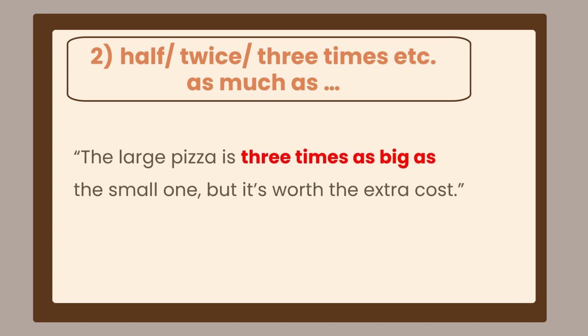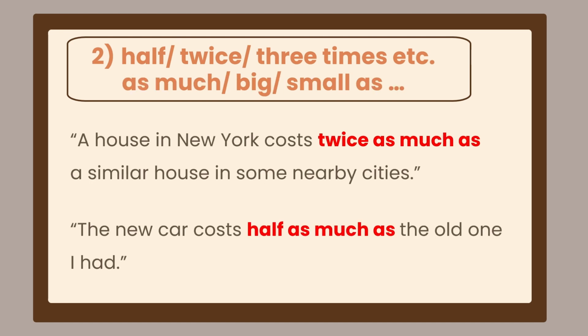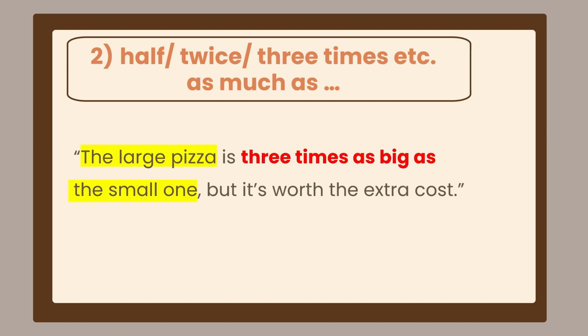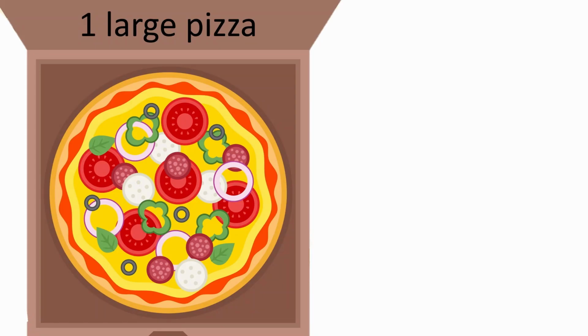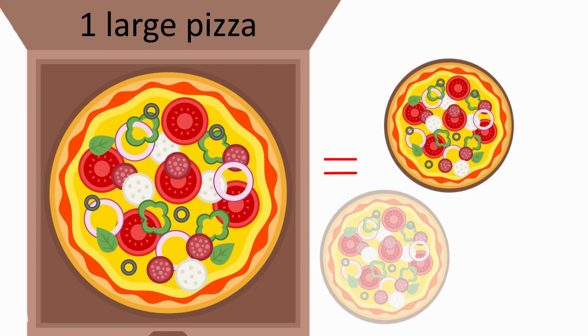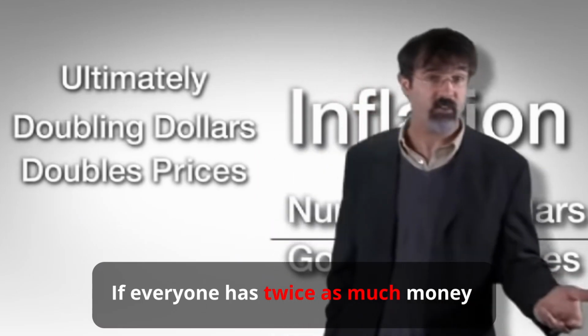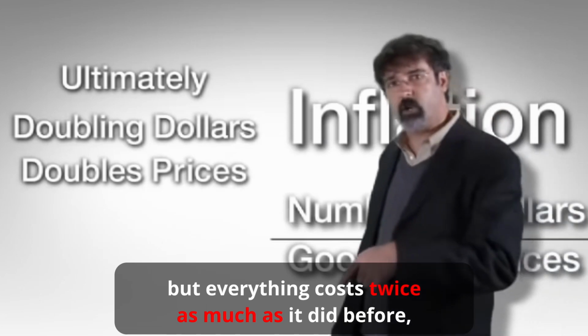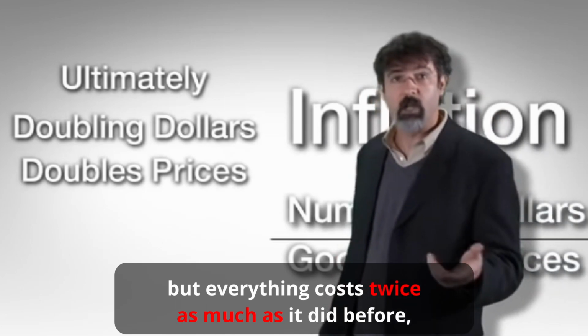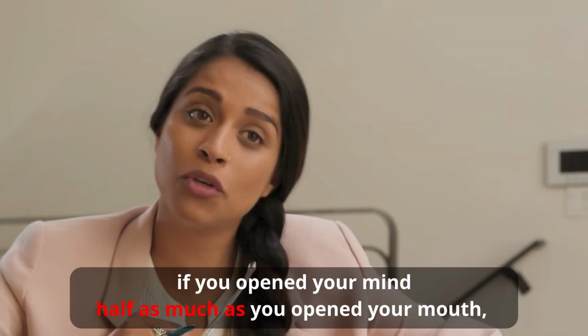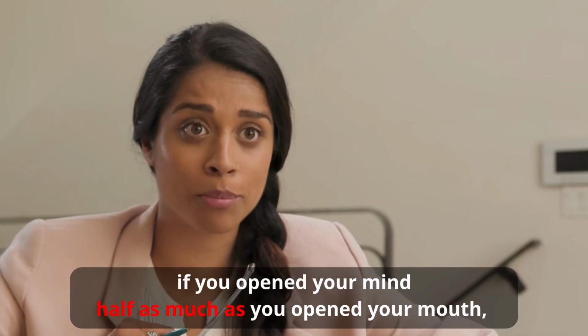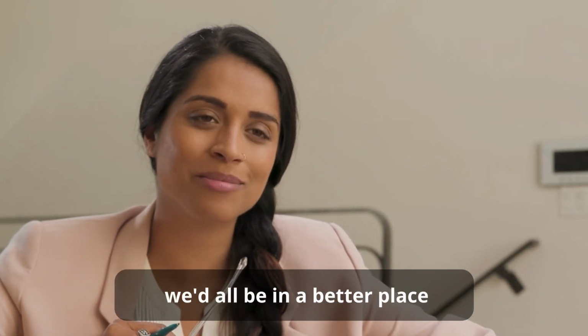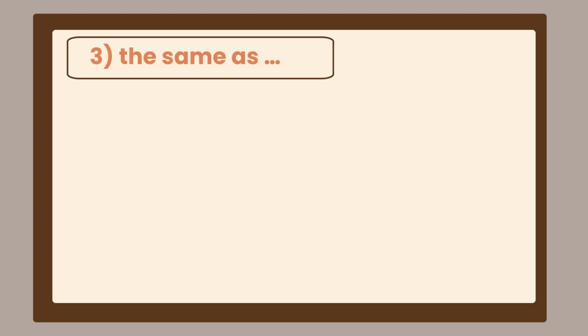The large pizza is 3 times as big as the small one, but it's worth the extra cost. Here, the first two examples compare the price of two things, and the third example compares the pizza sizes. The large pizza is much bigger than the small one because it's 3 times bigger. If everyone has twice as much money, but everything costs twice as much as it did before, people aren't better off. But if you opened your mind half as much as you opened your mouth, we'd all be in a better place.